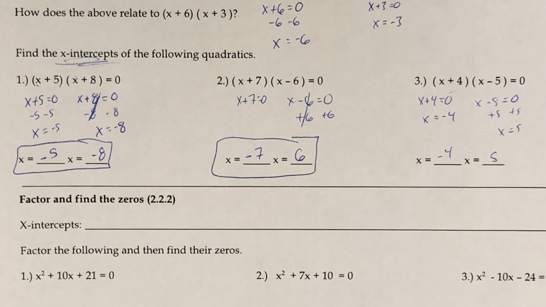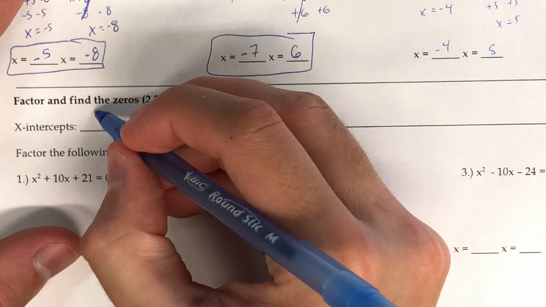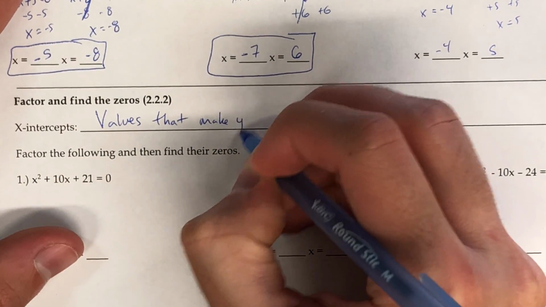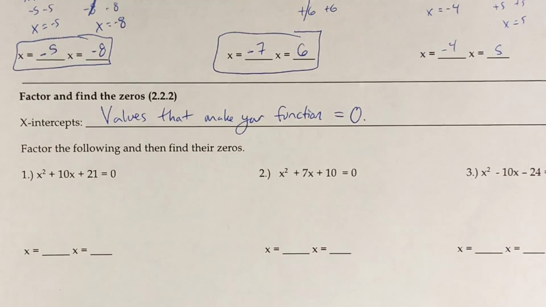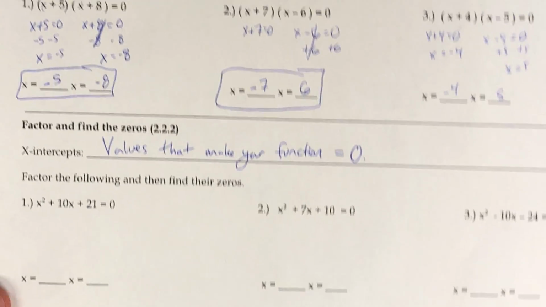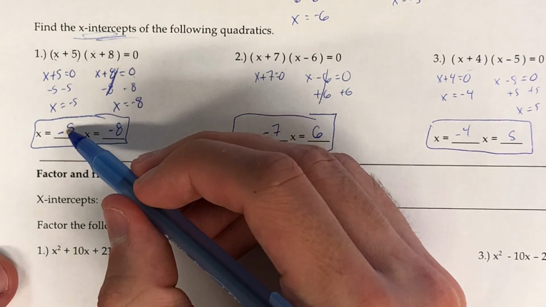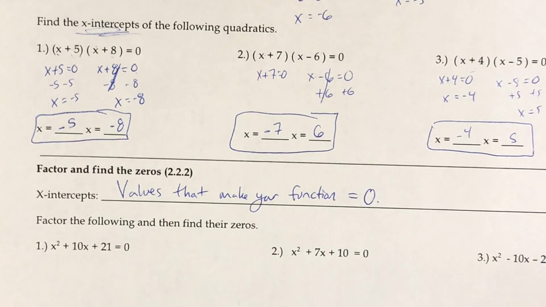Okay, so let's talk about what we mean by these x-intercepts. So x-intercepts are essentially values that make your function equal 0. So like as we take these x-intercepts, and that's what all these x equal pieces are, if we take them and we plug them back in, they should make the whole thing equal to 0. And we can always find those through the process of factoring.